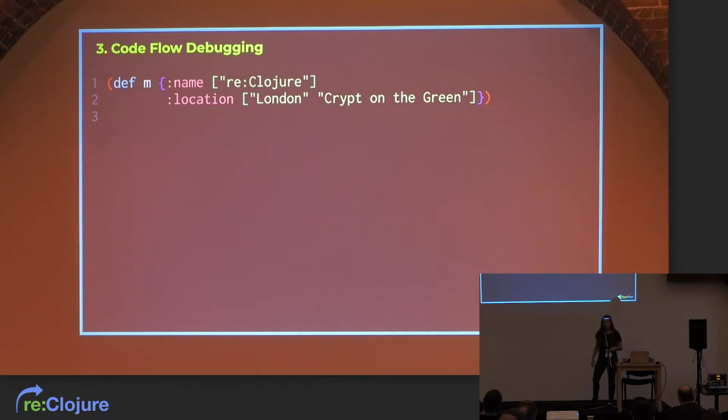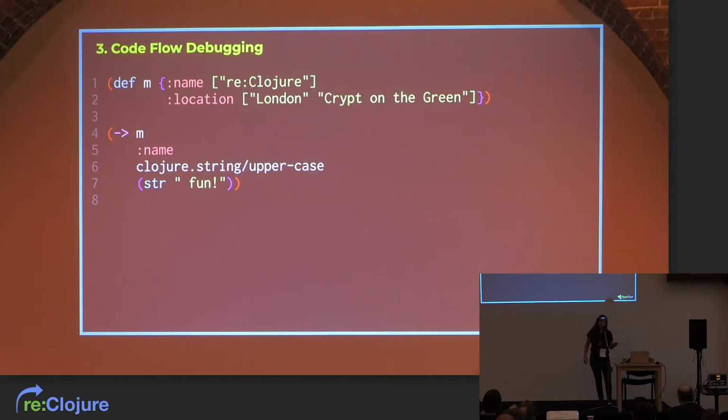It's really simple. I will try to do it with a threading macro. I personally really love threading macros. I think they make the code much cleaner and clearer, and for me, it's really easy to see the steps. So I will take the map, get the name, convert it to uppercase, and just add "fun". So let's see what I get.